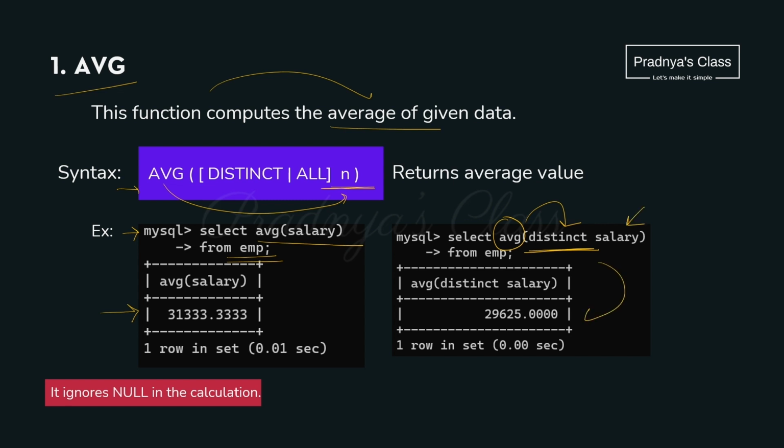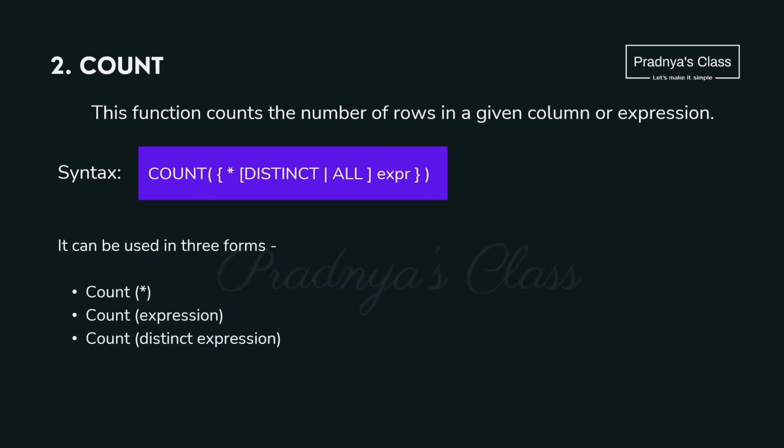You can notice that the answer is something different now. Here is one of the important aggregate functions, count. It is used to count the number of rows. We can use the count function in these three forms: count star, then we can mention an expression. Along with the expression you can use the distinct keyword too.